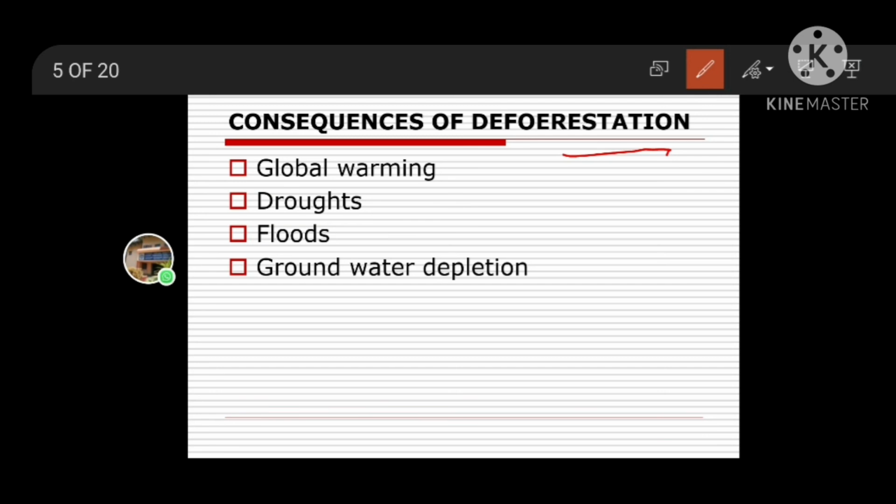As far as possible, if we cut a tree or if we cut a small plant also, we need to grow another 10 plants in order to make the balance in the atmosphere, that is balance of oxygen and carbon dioxide in the atmosphere should be maintained for the survival of both plants and animals.